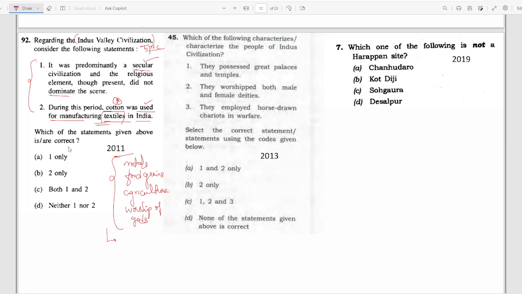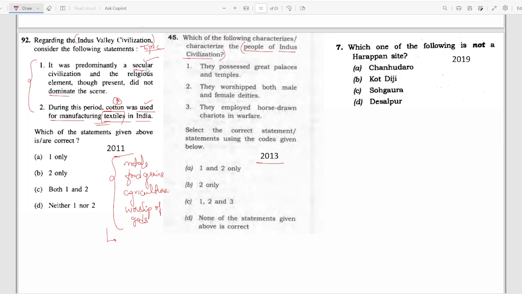I hope this is clear. Then we'll move to 2013. Which of the following characterize the people of Indus Valley Civilization, that is, Indus Civilization? Now in 2011 they asked about Indus Valley Civilization generally. Now they're asking what characterizes the people of Indus Valley Civilization.